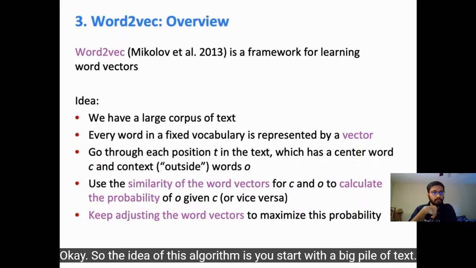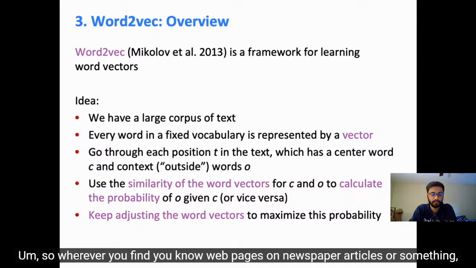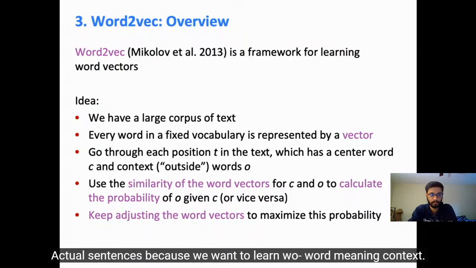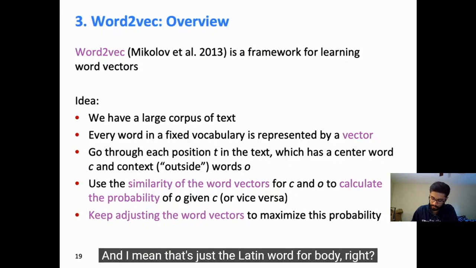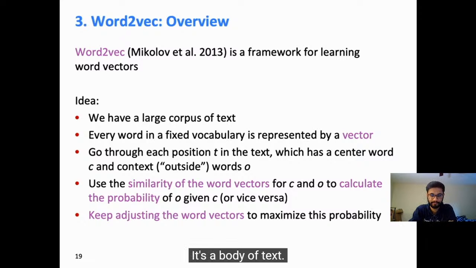Okay, so the idea of this algorithm is you start with a big pile of text. Whatever you find, web pages or newspaper articles, a lot of continuous text, actual sentences, because we want to learn word meaning in context. NLP people call a large pile of text a corpus. That's just the Latin word for body. It's a body of text.